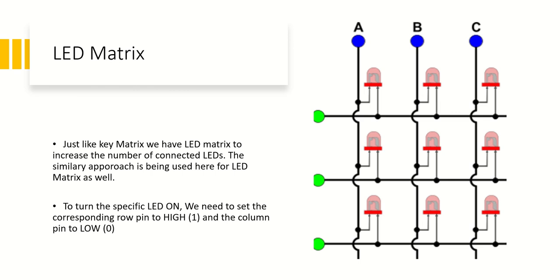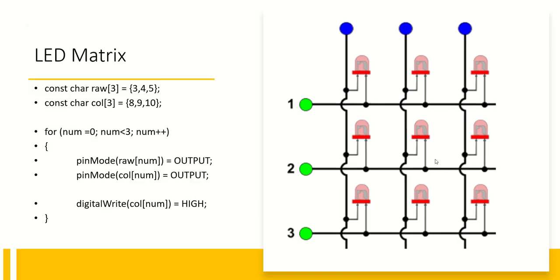Okay, so ultimately we need to see which one is the anode and which one is the cathode, and based on that we need to make the high and low values. Okay, so here we have a row where we have connected the anode, and I think it is wrong. So here it is a cathode and here it is anode. So here we need to give a plus and here we need to give a minus. Then this LED will glow.